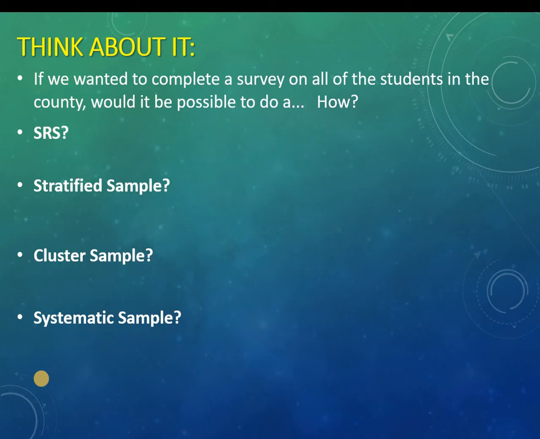All right, so when you're going through this, if you wanted to complete a survey of all of the students in the county, the whole county, Prince William County, I wanted to sample all the students. How could I do an SRS? Is that possible? A simple random sample of all of the students in the whole entire county. How could I do that? What do you think?